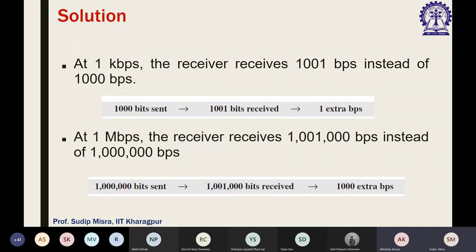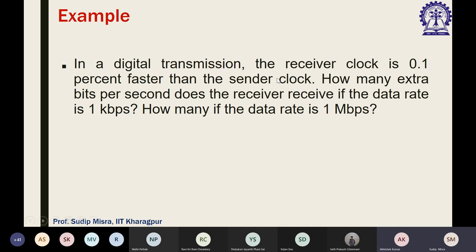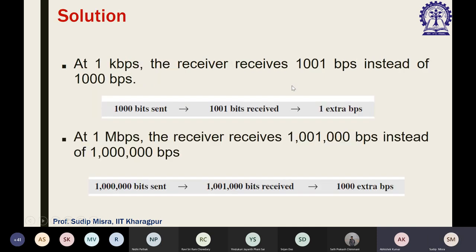So at 1 kbps, the receiver will receive 1001 bps instead of 1000 bps. The receiver receives 0.1% faster than the sender clock. So basically the receiver will receive 1001 bits per second instead of 1000 bits per second. The sender sends 1000 bits in a second, and the receiver is going to receive 1001 bits per second. So one extra bit the receiver is going to receive per second.